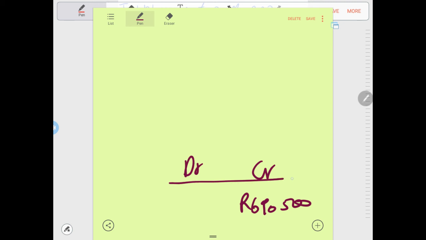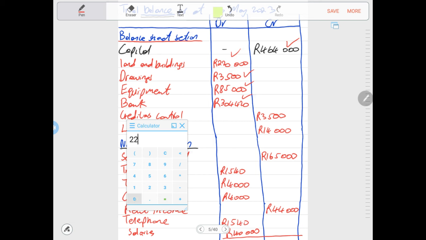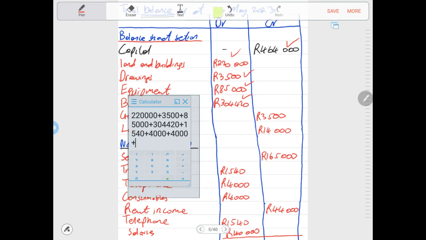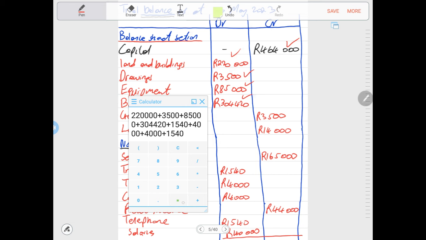Let us look at the total of the debit side. How much are we getting for the total on the debit side? Debit side, we have 220,000 rands, plus 3,500, plus 85,000, plus 304,420, plus 1,540, plus 4,000, plus another 4,000 rands, plus 1,540, 1,540. We get 624,000.